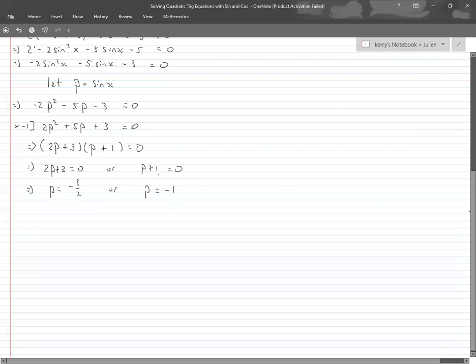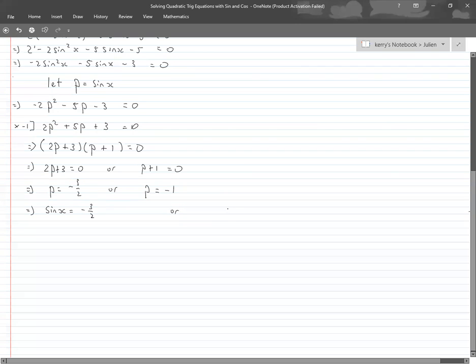Now, a lot of people at this point will stop and say, oh, we solved the equation. But the question wasn't to solve for p. The question was to solve for x, right? So we have to replace p with what it is, which is sine x. So this will give us sine x is equal to negative 3 over 2, or sine x is equal to negative 1.